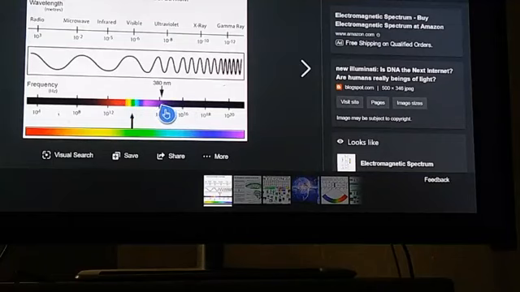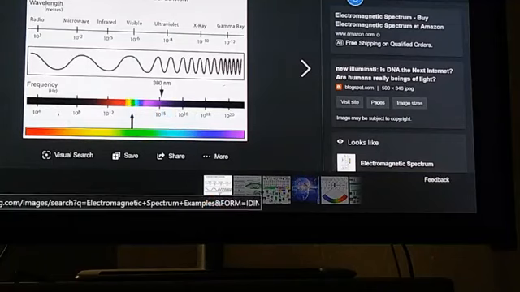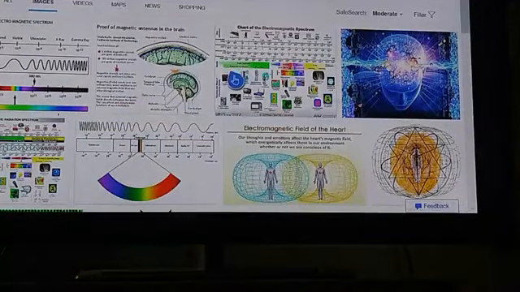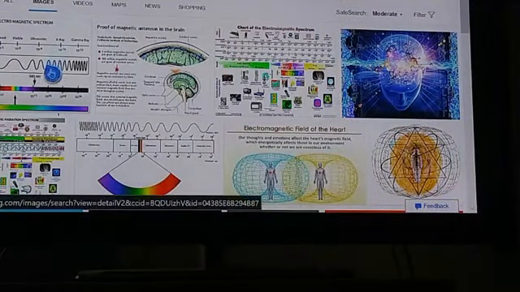Bada boom, bada bing. It's all there. So anyway, that's a little science behind the homosexual agenda, how it mirrors and goes against the electromagnetic spectrum, which is in essence who we are, what we are.